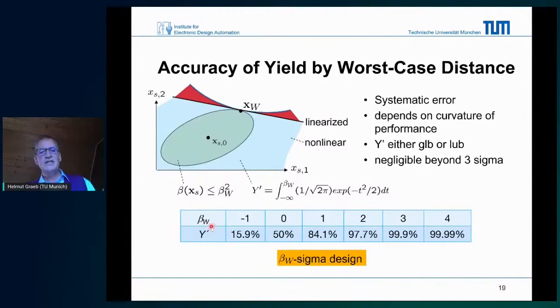The worst case distance anyway is the better measure, because we are really interested in the robustness of a specific specification, is it 3 sigma or 6 sigma or 9 sigma? Or is it only 1 sigma? Then we have a problem. We always want to increase it over here. So it's a very good thing. So we don't have to deal with the accuracy. The main problem is how to get to the point. That's the main problem.